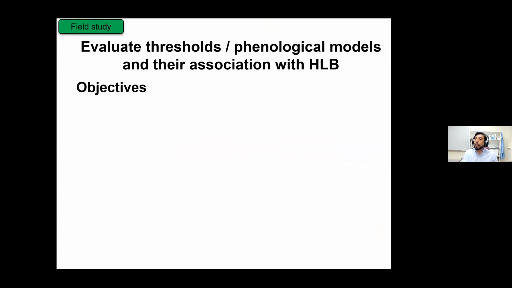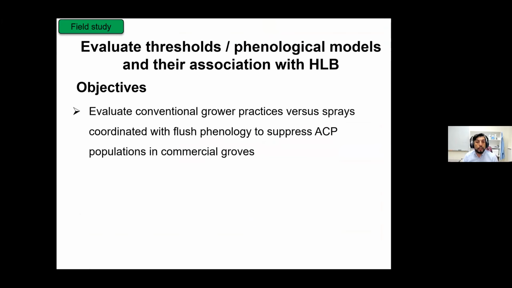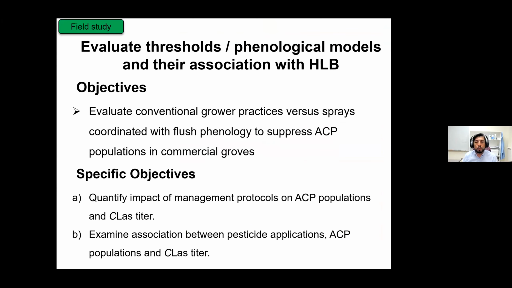For that, I did a field study and also a laboratory controlled environment study. In the field study, we evaluated the threshold and the phenological models and their association with HLB. The objective was to compare conventional grower practices versus sprays coordinated with flush phenology to suppress ACP in commercial groves. The specific objectives were to quantify the impact of the management protocols on ACP population and Psilas titer, and to examine the association between pesticide application, ACP population, and Psilas titer.